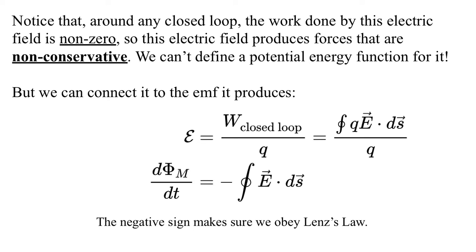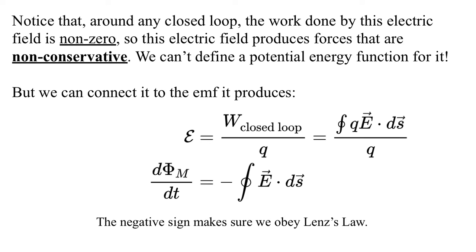We need to be really careful when we start talking about whether electricity is conservative or not. In static cases, electricity is conservative, but with changing magnetic fields, it is no longer a conservative force. That means we can't define a potential energy for it either. However, we can connect it to the EMF that it produces.